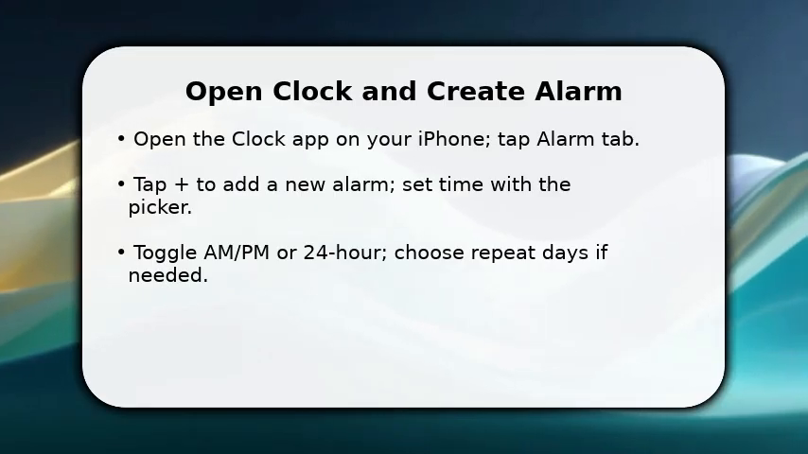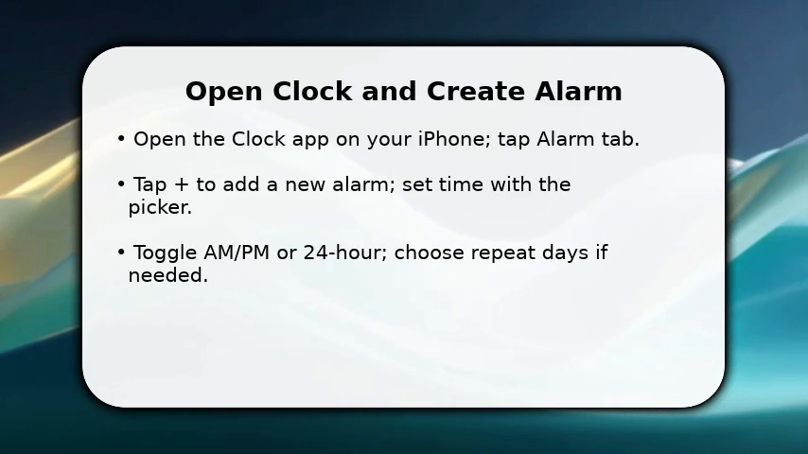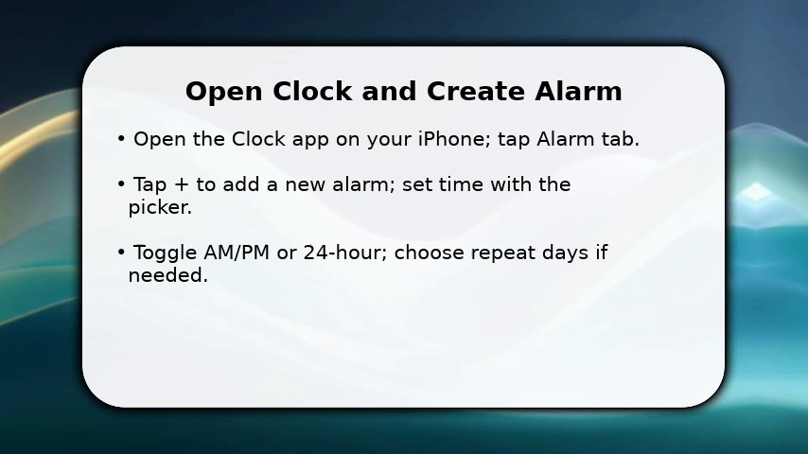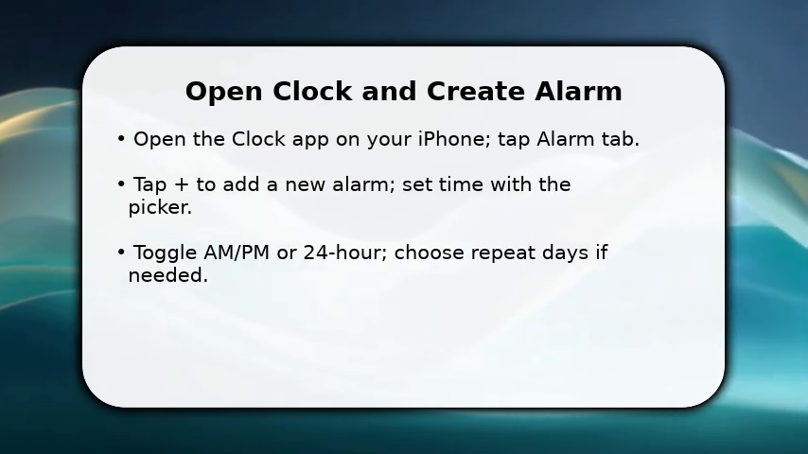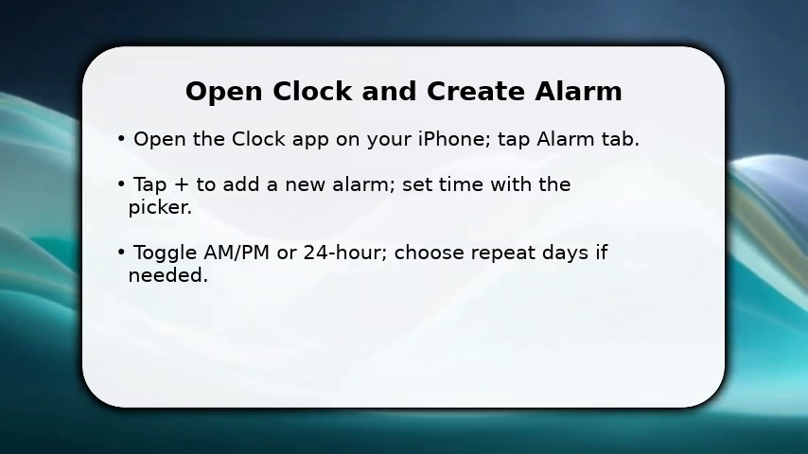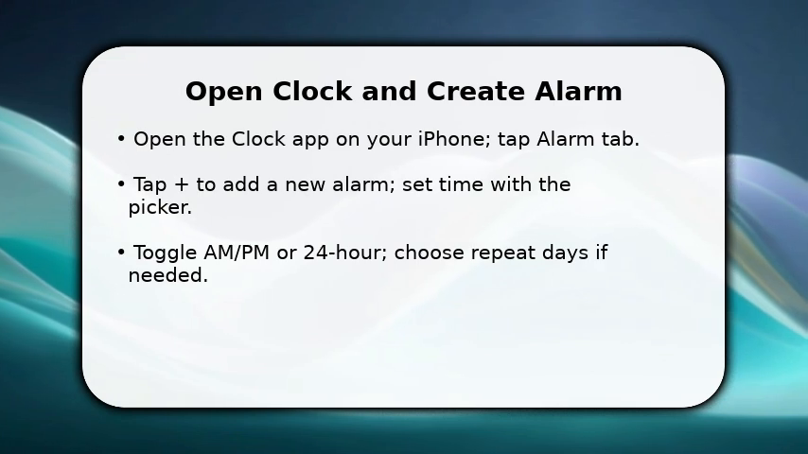You start by opening the clock app and selecting the Alarm tab. This is where all alarms live. Tap the plus button to create a new alarm, then use the time picker to set the exact hour and minute. Make sure AM or PM is correct or enable 24-hour mode in settings.